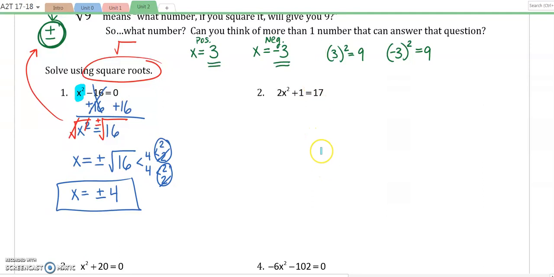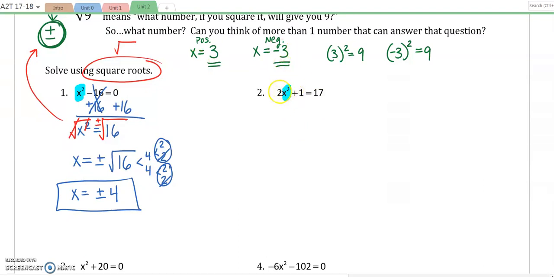So again, I want to get the squared part by itself. Now be careful. What's actually being squared here? All right, when there are no parentheses and you see a squared, that squared only applies to what's immediately next to it. So that 2 is not part of the x squared. Just the x is being squared. So that's the part that I want to get alone.